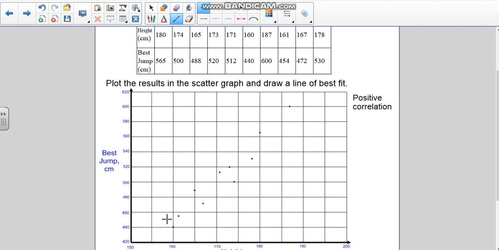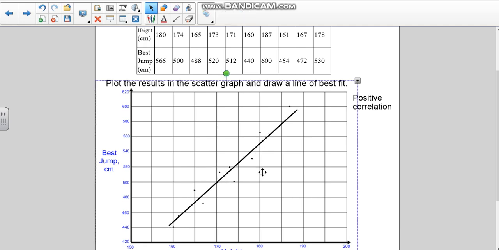So I think I'm going to try and get my line in there. I might adjust that a little bit. I can bring it that way a little bit. Okay. There we go. I think we've got 1, 2, 3, 4 points below, 1, 2, 3, 4, 5 above, but we've got the general direction.